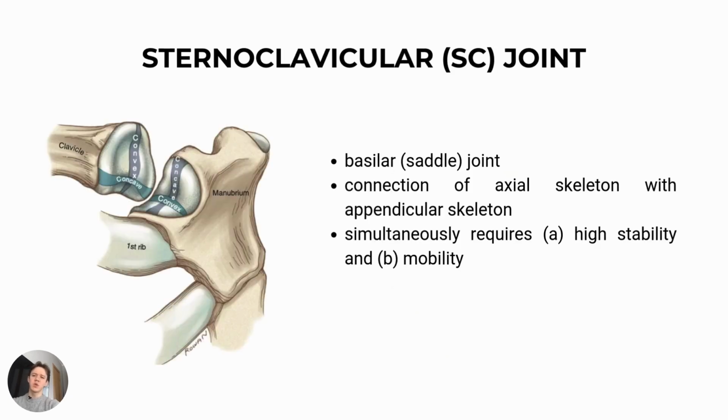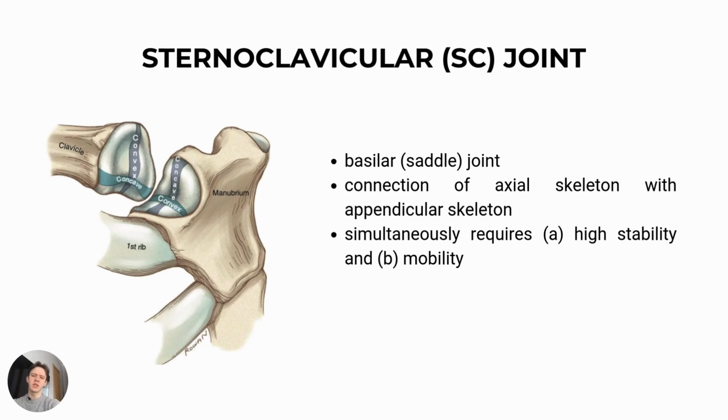Let's see how these joints are built, and the sternoclavicular joint I would like to start with. It's a complex articulation that includes the medial end of the clavicle, the clavicular facet surface on the sternum, and the superior margin of the first costal cartilage. So the first rib is also involved here. It is a basilar joint, the connection of the axial skeleton with the appendicular skeleton as well.